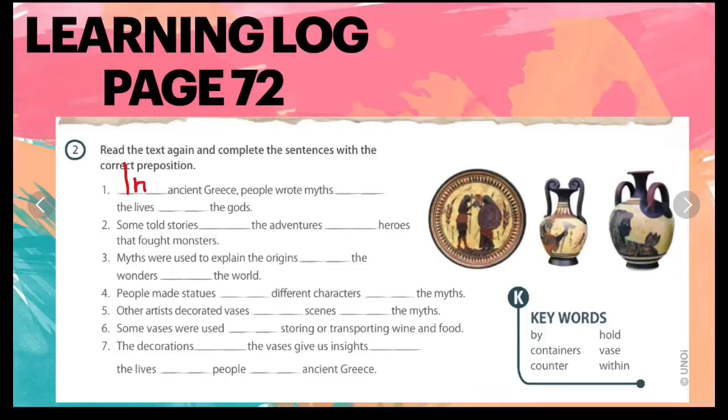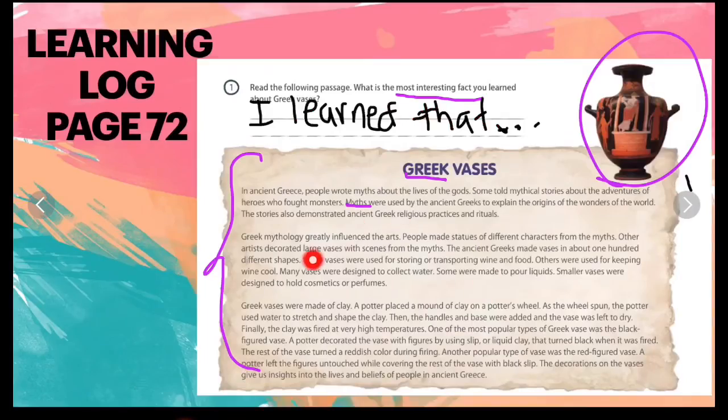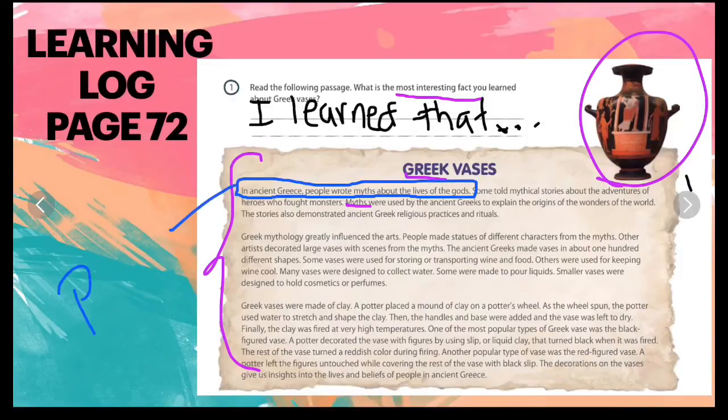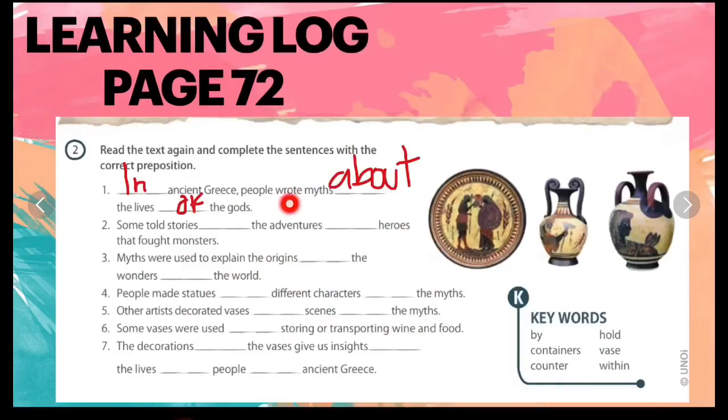"In" is a preposition. In ancient Greece, people wrote myths about the lives of the gods. Those are 3 prepositions that we use the most: in, of, about. Then you're going to do the same thing with the other sentences. Remember to help yourself with this text. The sentence that we just wrote is this one: In ancient Greece, people wrote myths about the lives of the gods. This sentence that I'm underlining is on page 72, exercise 2.